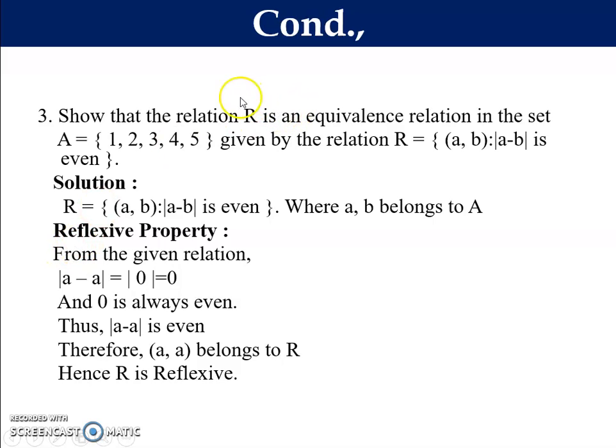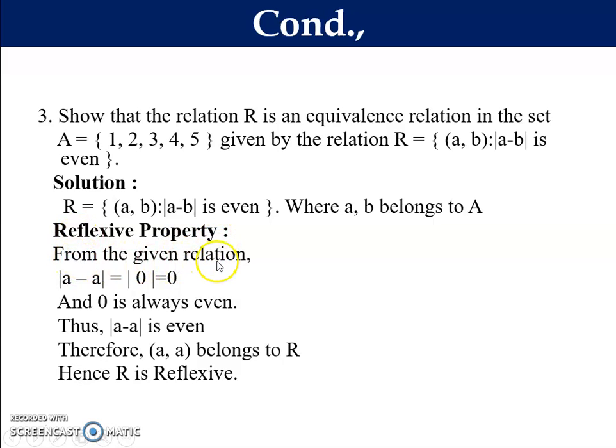In order to prove this relation R is an equivalence relation, we have to check for reflexive, symmetric and transitive. Then only we are able to prove this equivalence relation. So the first one is the reflexive property.